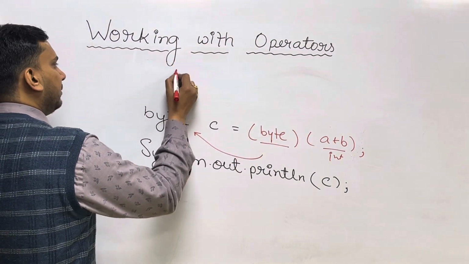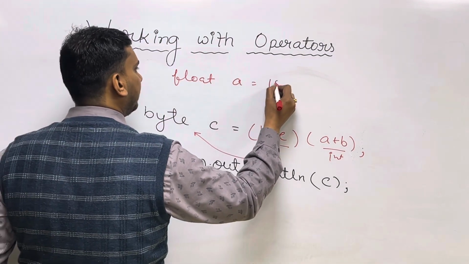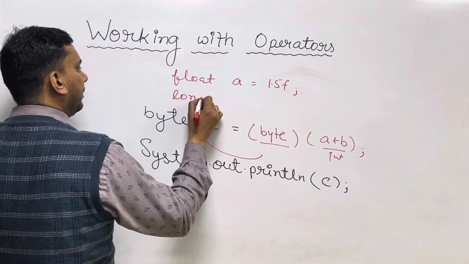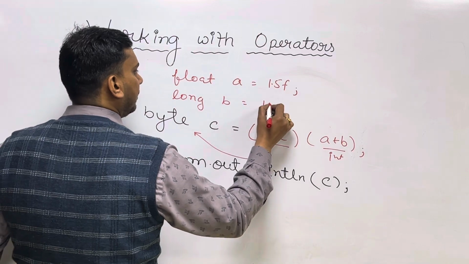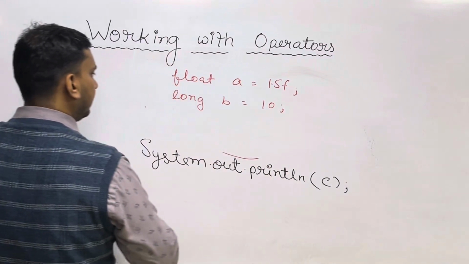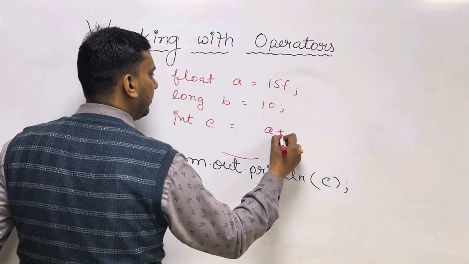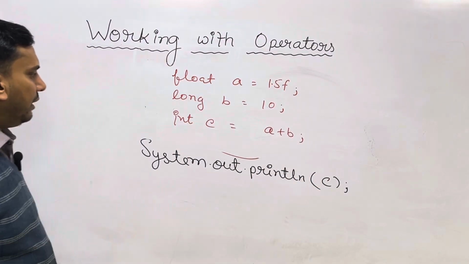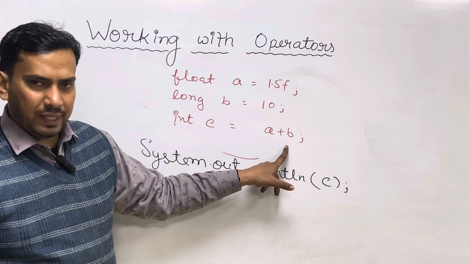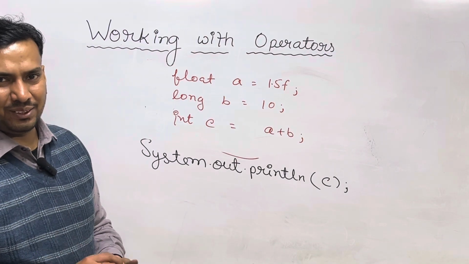Let us say you have a float variable a is equal to 1.5f, and the second one is a long variable b equal to 10, and now I am writing here int c is equal to a plus b. What is going to happen in this scenario? If you believe the fact that the result of the plus operator is always int, then this code will compile, but actually it is not like that.